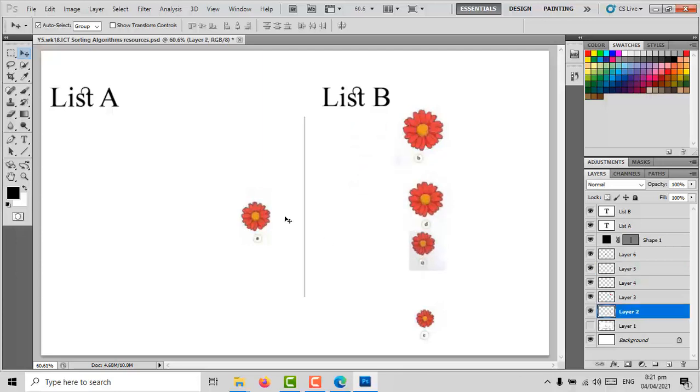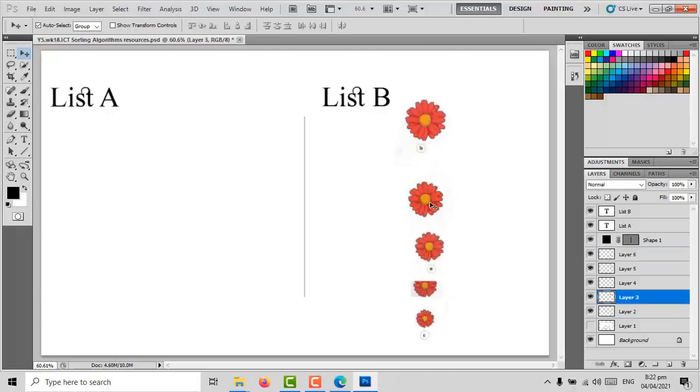Yeah? Now the last one, compare it to this one. Bigger or smaller? It's smaller, right? Bigger or smaller? It's bigger. That means it has to be in between those two. This way. Let's give it a nice touch so that we can see all of the flowers.